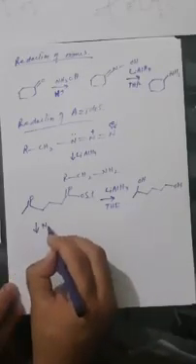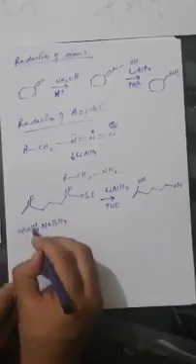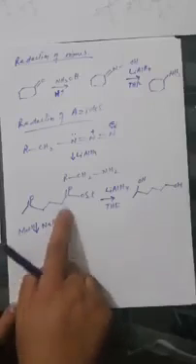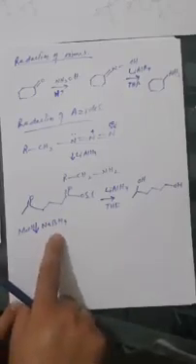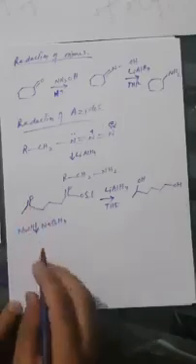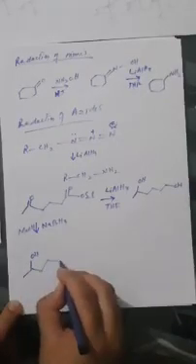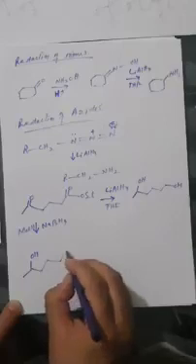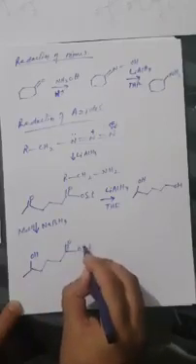If you use sodium borohydride in methanol as a reducing agent, you know it does not have a tendency to reduce the ester. It will reduce this ketone into alcohol. You will get this product.